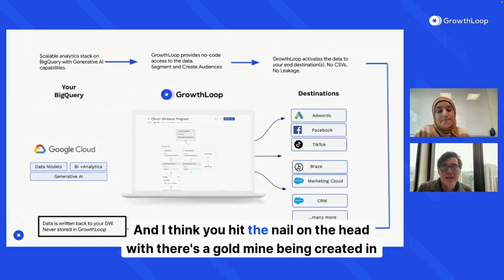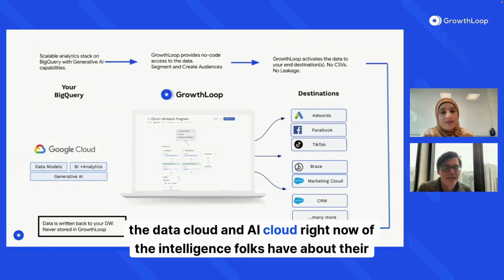And I think you hit the nail on the head with there's a gold mine being created in the data cloud and AI cloud right now of the intelligence folks have about their customers.